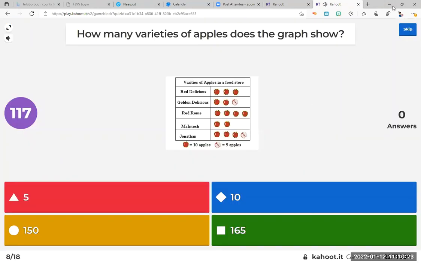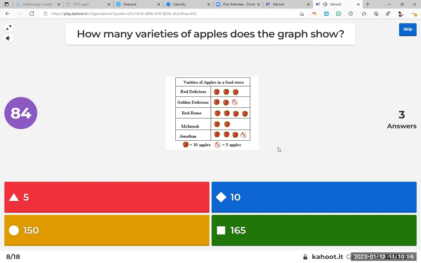How many varieties of apples does this graph show? Okay, now wait. I'm not asking how many apples. Stop. Hold on to your seat. I'm asking how many different kinds. So read the labels. We have red delicious, golden delicious, red Rome, Macintosh, and Jonathan. How many different kinds of apples did we have?